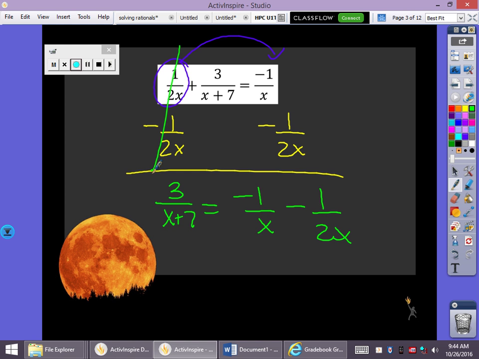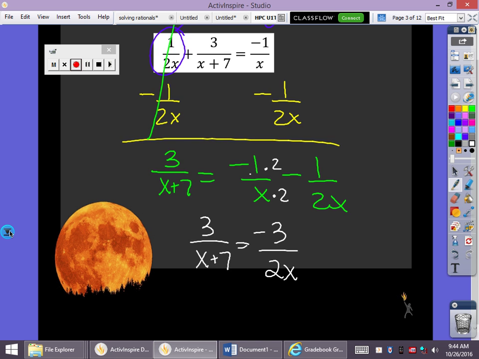I multiply by 2 because my common denominator is going to be 2x, and this guy is missing the 2, okay? So then that leaves me with 3 over x plus 7 equals negative 2 minus 1. What's negative 2 minus 1? Negative 3 over 2x. Good job.